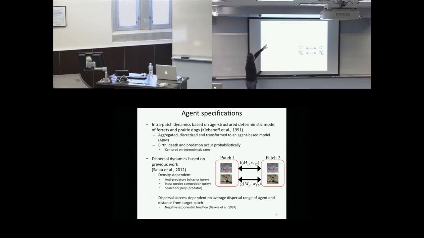The dispersal dynamics are based on work I did in the past, trying to look at why individual species move from one patch to another. With respect to prairie dogs, it has a lot more to do with interspecies competition than anything else. And of course, the predator will always move in search of the prey. This is the case for ferrets. And then, of course, how I determine successful dispersal is based on work by Mike Bevers and John Hoff from the past, where, again, we're just saying, think about the negative exponential distribution. As distance increases between two patches, the likelihood that a dispersing prairie dog makes it to that next patch is less and less.